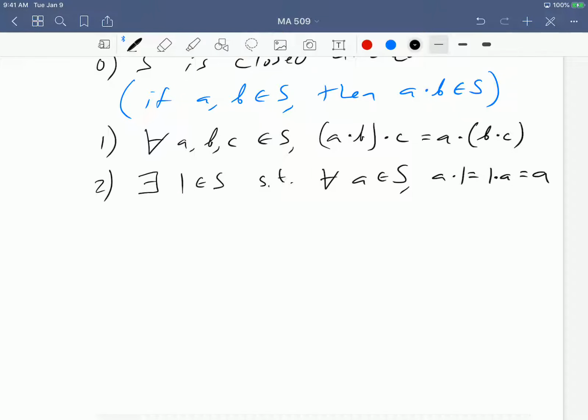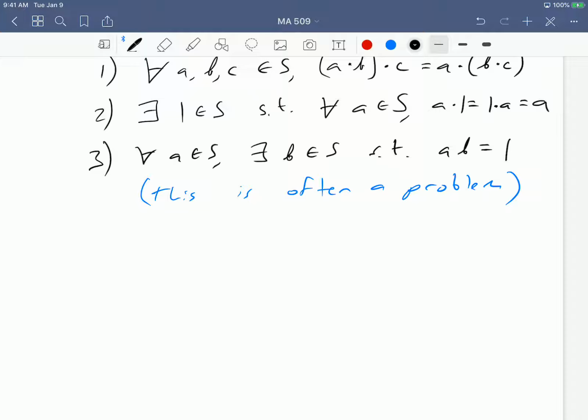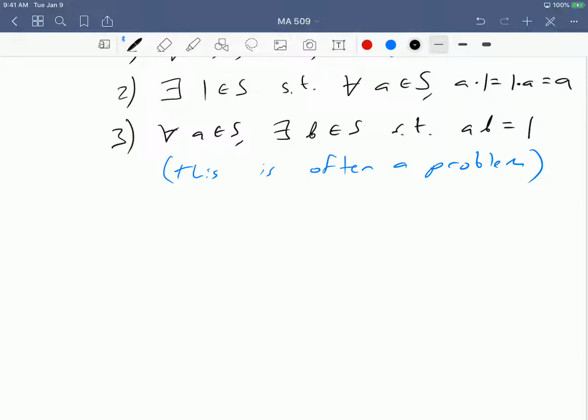All right, and then part 3 was inverses. So for every A in S, there's supposed to be a B in S so that A times B gives us the identity, which is 1. All right, and now this is the one that's a problem very often. So this is often a problem. And so let's look at some places where that problem shows up.